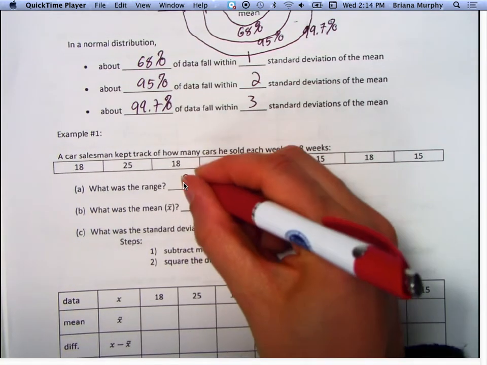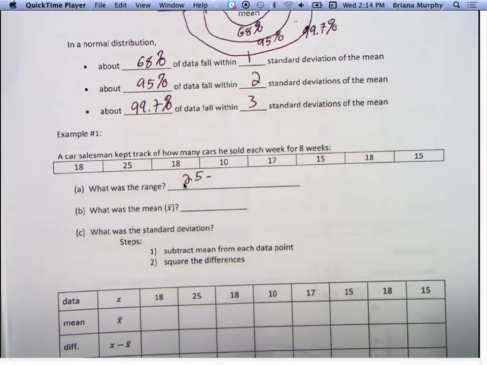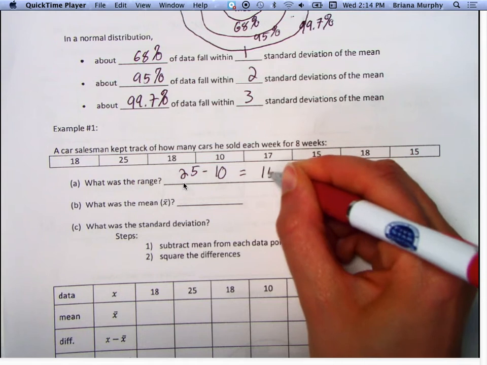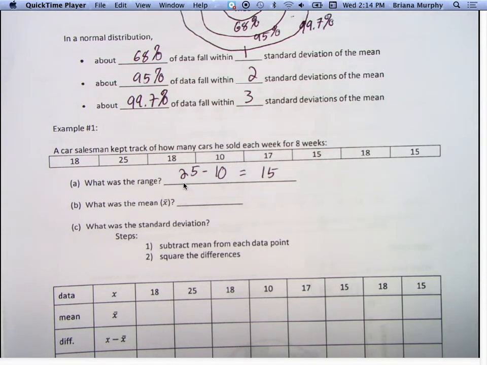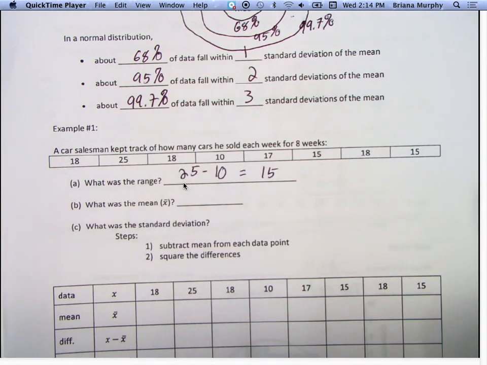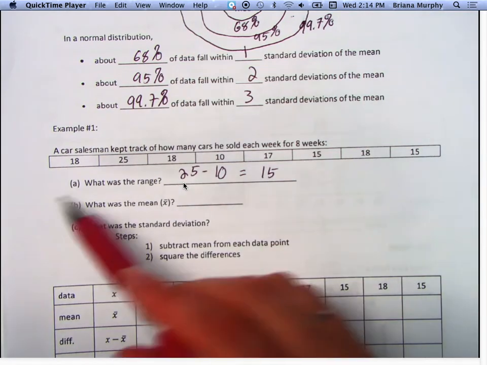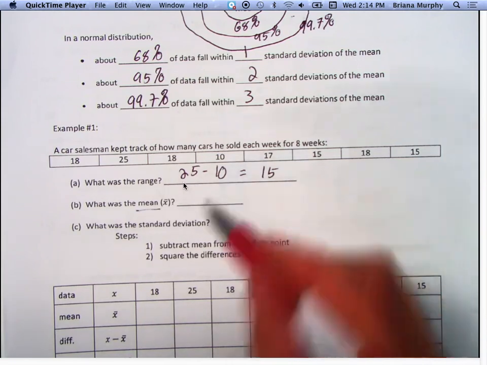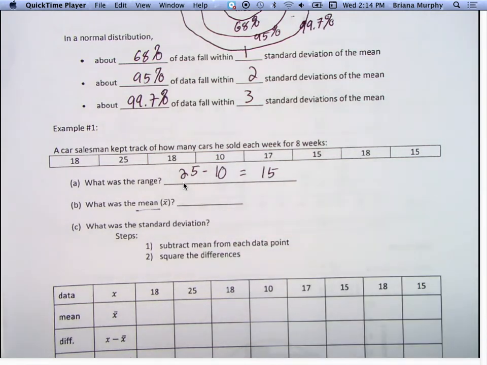25. Okay. And 25 minus what's the smallest one up here? So the range is 15. Okay? Average. I don't care what way you do it. I don't care if you add all these up, enter it in your calculator, you type the word mean and put them all listed there. Everybody find the mean right now. Okay, cool. You guys should all be able to find the mean.